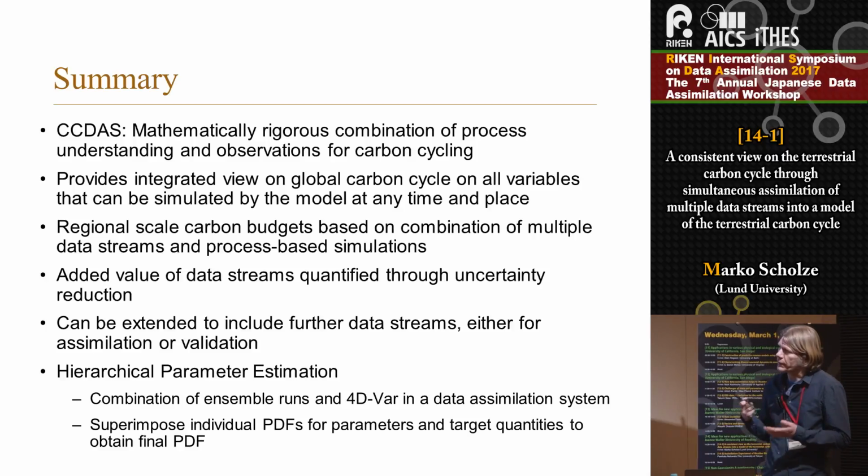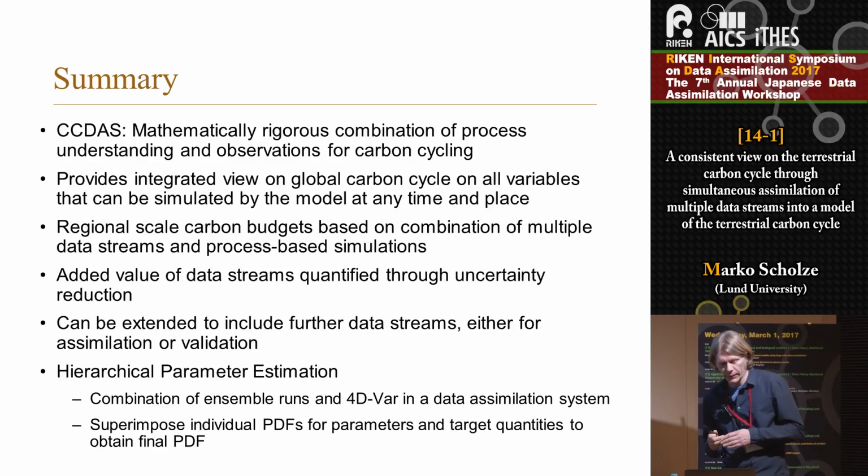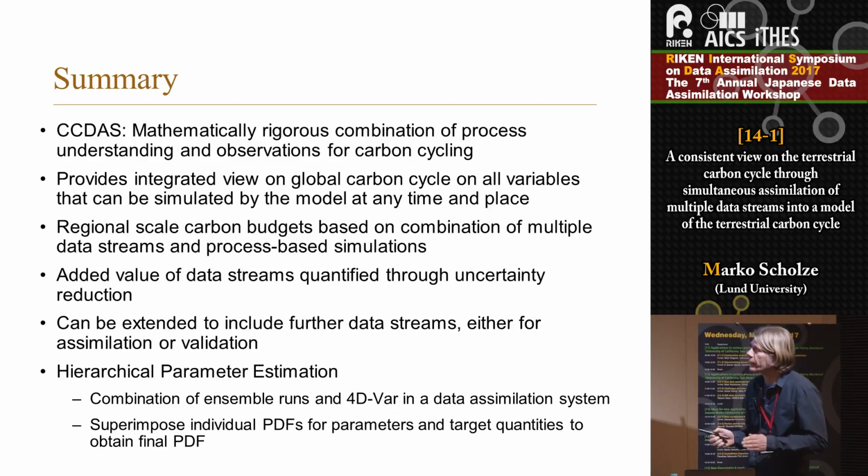And then, as a final conclusion, I showed this what we call hierarchical parameter estimation, where we actually separated parts of the model where we found that they would not converge within a variational system, and use an ensemble approach for this part, and then combine that with a variational approach in the system. And then superimpose the individual PDFs from the ensemble and the target quantities to obtain final PDFs, giving you a more realistic estimation of the final uncertainties.